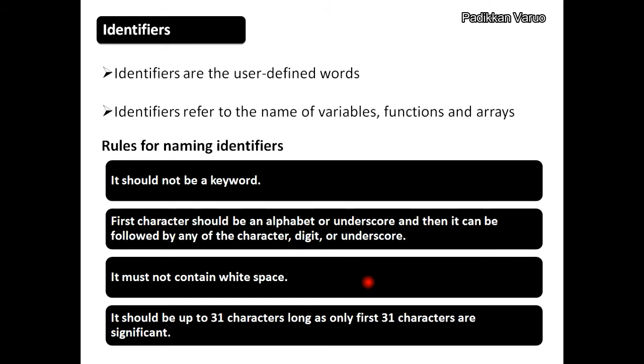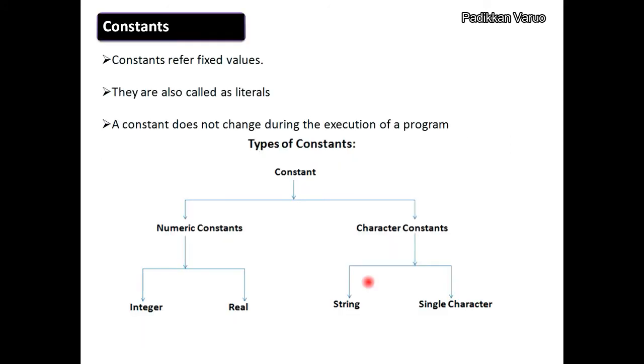Okay. Then the next one is constants. As its name refers, it is a fixed value. It will not change during the execution of a program. See, 10 is a constant, 20.5 is a constant, and good morning can be said to be a constant. So they are also called literals. So we need to identify the types of constants.